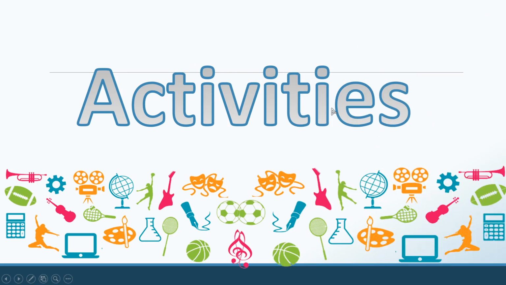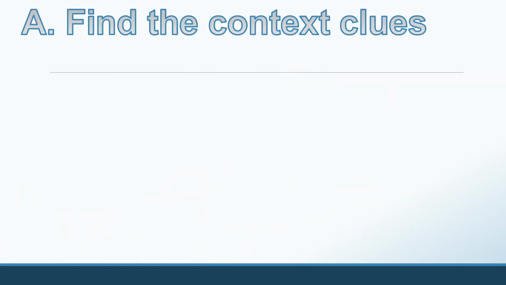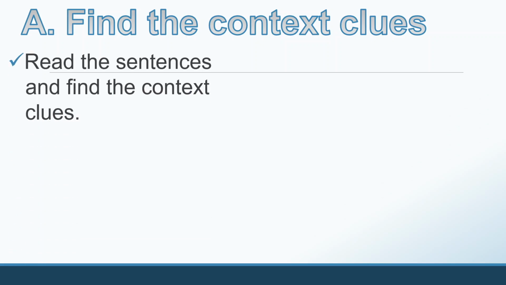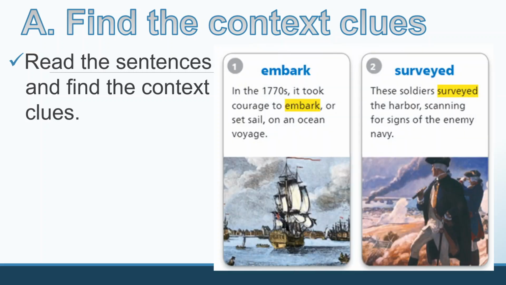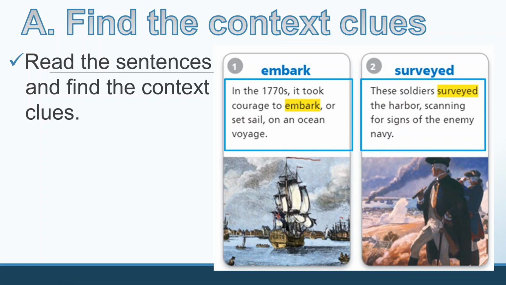So let's go to the activities. Alright, we have only 2 activities for today, like we have been doing for the past 4 to 5 weeks. First, let's find the context clues. What are you going to do? I want you to read the sentences on the book page and find the context clues. This is your example, number 1, embark, and number 2, survey. You can see the sentences here, and in each sentence you can find context clues. Context clues are the tips or clues that will give us the meaning of the word.